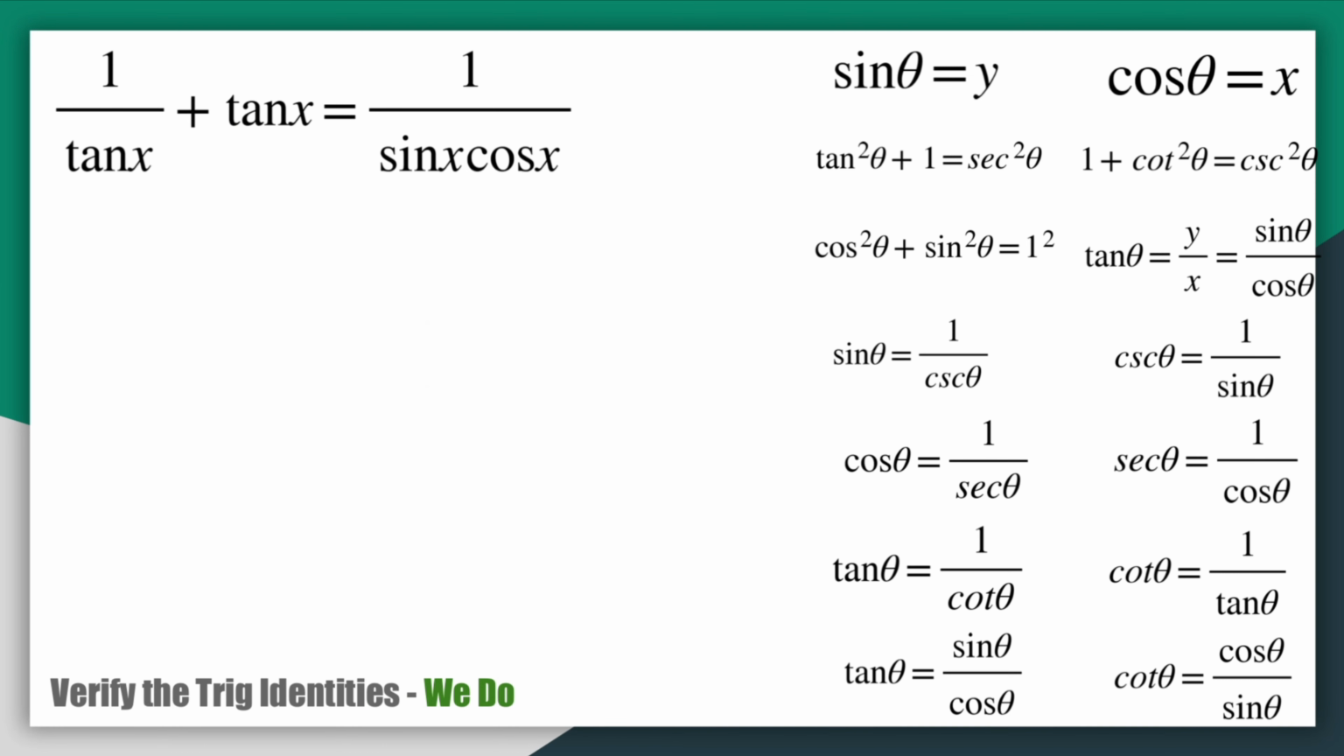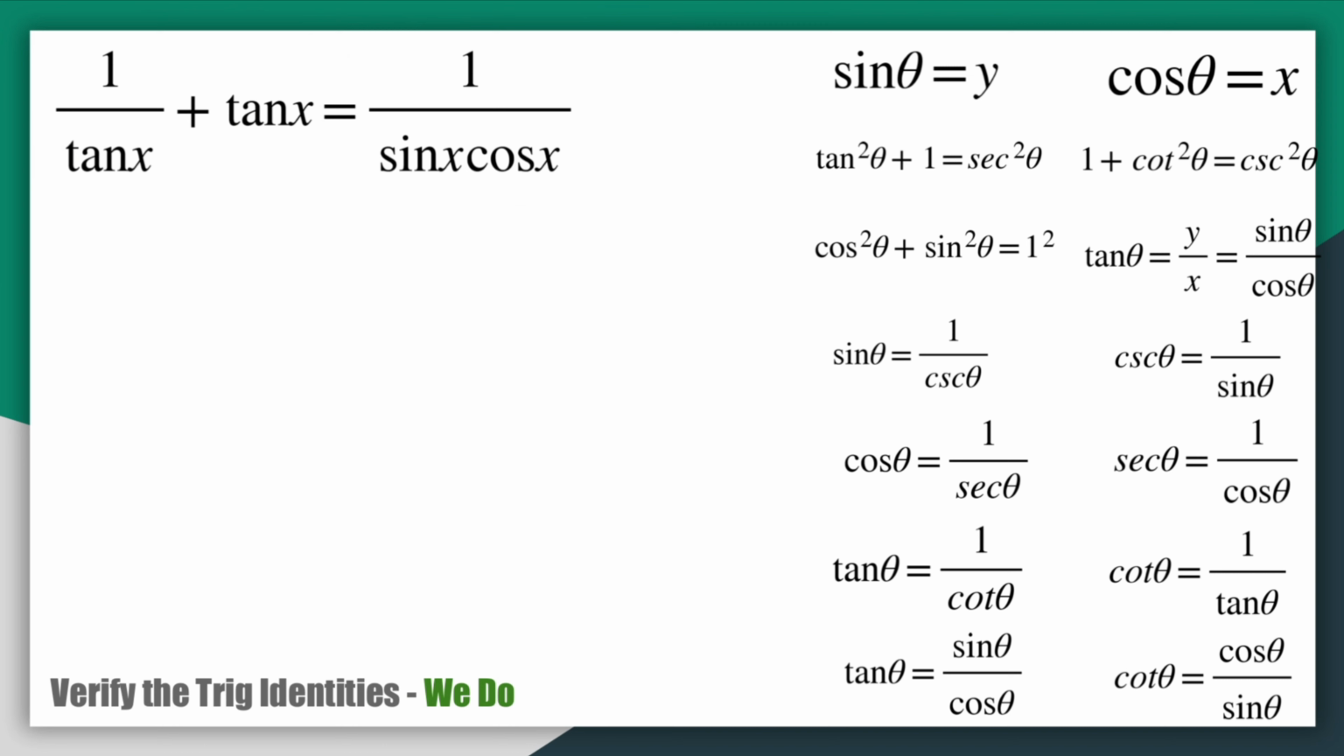All right, hopefully you guys got that one. This one you got to think a little bit outside the box here, okay? We want to show that 1 divided by tan x plus tan x is equal to 1 over sine x cosine x, right? Now, one thing we haven't really done before is actually gone ahead and add these terms together.